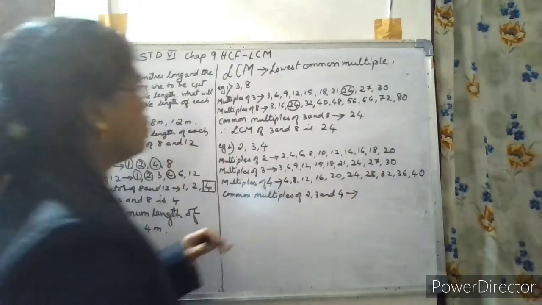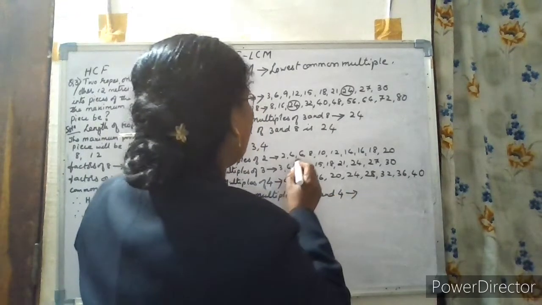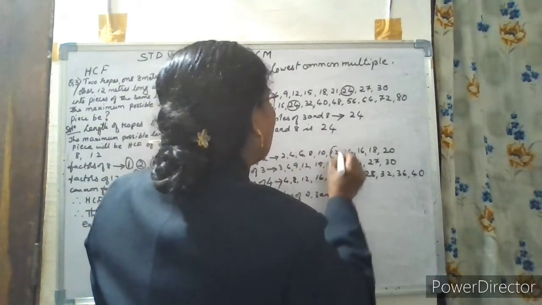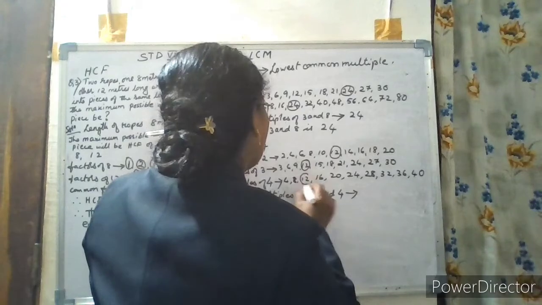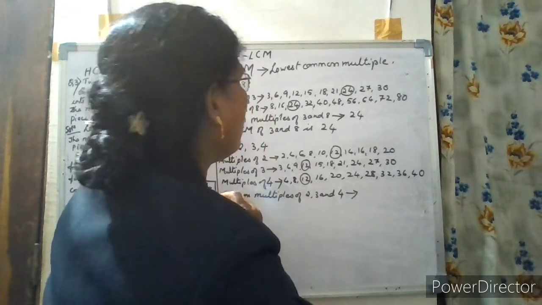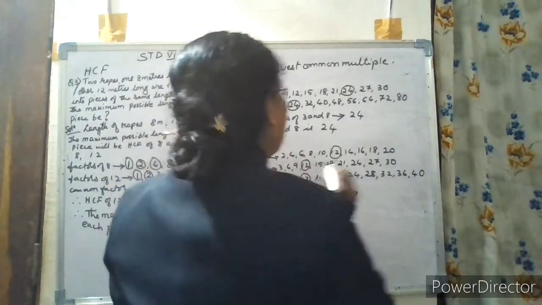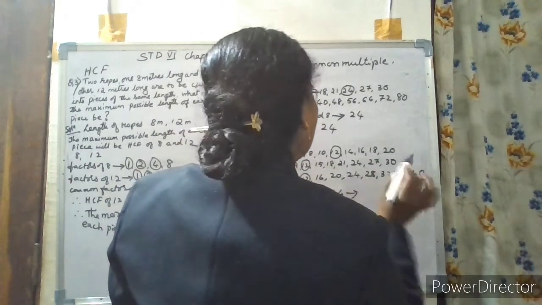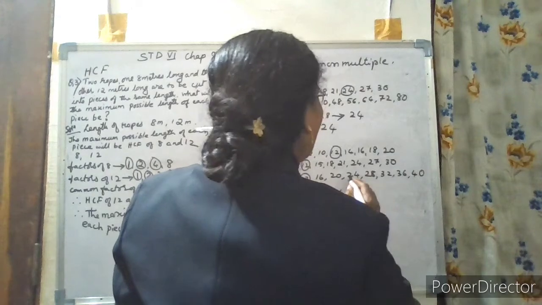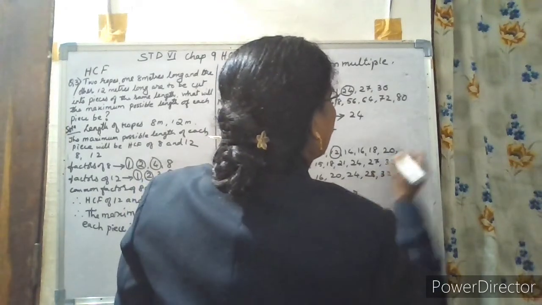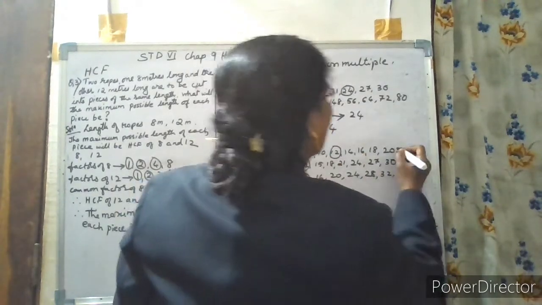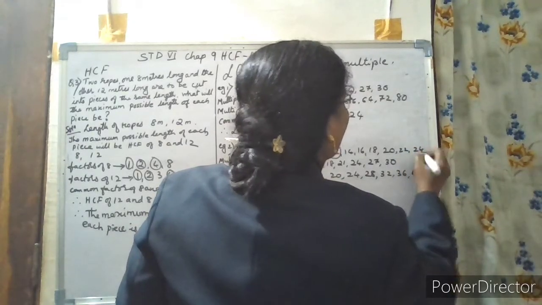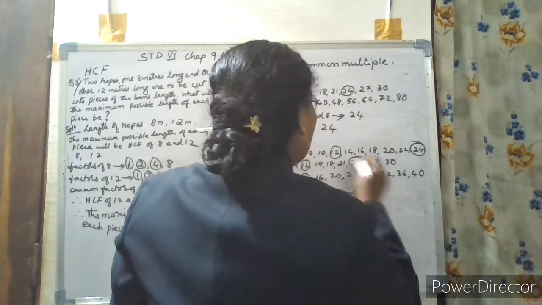So here also you see 6, 6, here it is not there. 12, 12, 12 is there. Again any more? 18 is here but not here. 20, no. 24, see. 2 11s are 22, 2 12s are 24. 24 we get here, 24 we get here, 24 we get here.